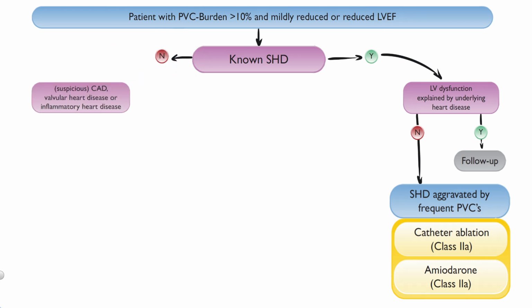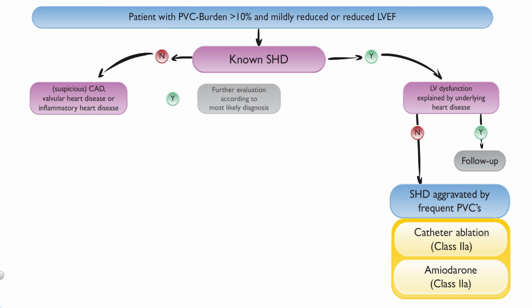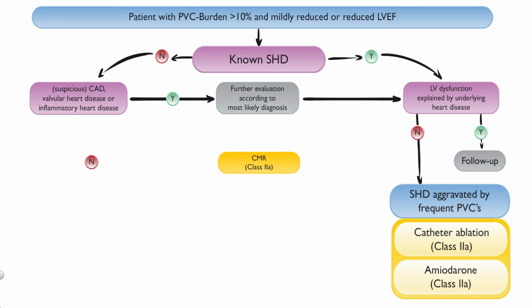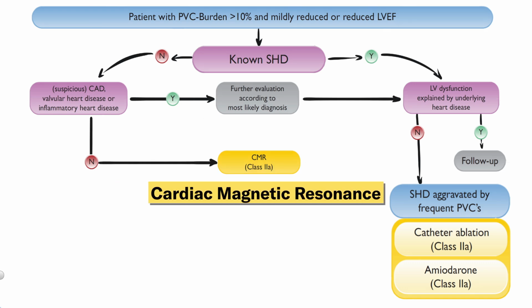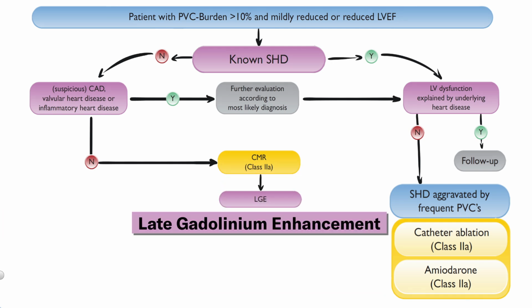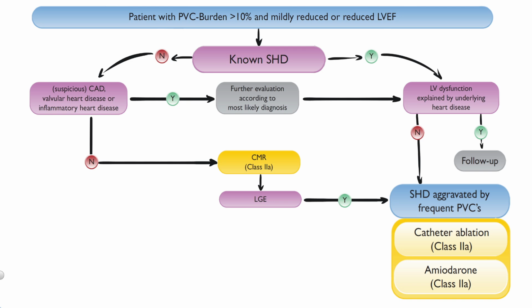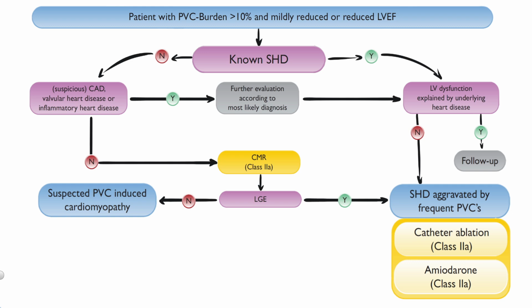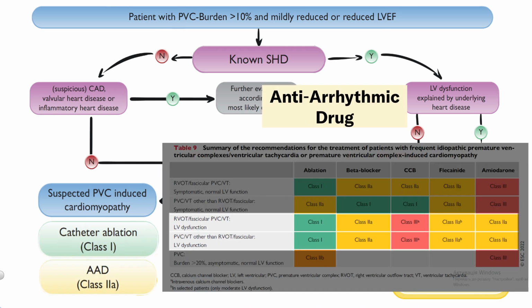If there is no known structural heart disease, coronary artery disease, valvular disease, or inflammatory disease should be suspected, and further evaluation is needed according to the most likely diagnosis. If there is no suspected structural heart disease, cardiac magnetic resonance should be considered. If late gadolinium enhancement is detected, it favors structural heart disease. If late gadolinium enhancement is absent, we suspect premature ventricular complex-induced cardiomyopathy. In this case, catheter ablation is recommended, or antiarrhythmic drugs should be considered.